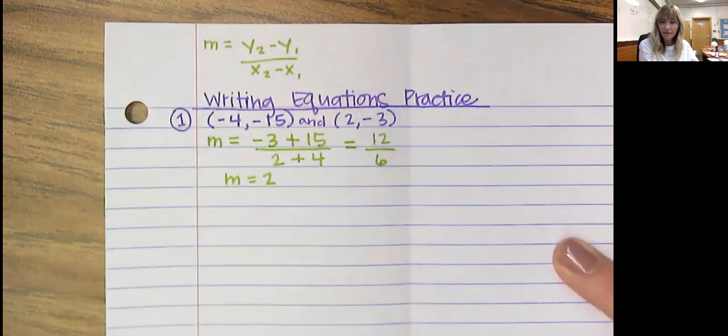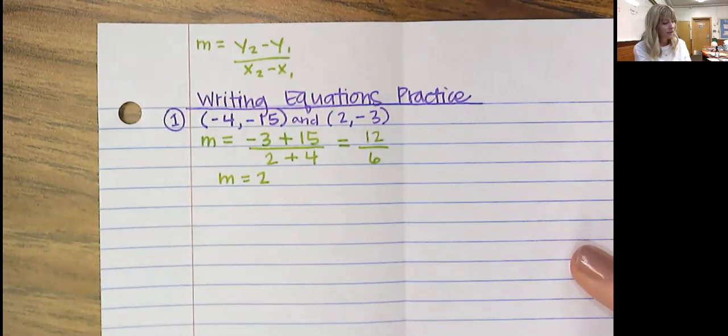I found the slope. That is always the first step, and that is always a really important step to get correct. Because if you mess up the slope and then you try to take that messed up slope and plug it into the equation, wow, that just messes everything up, doesn't it?